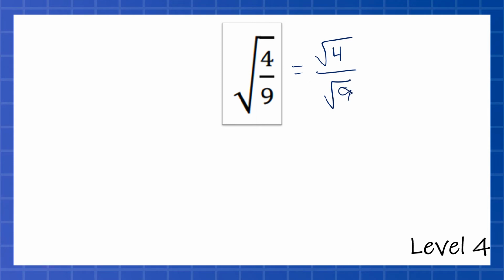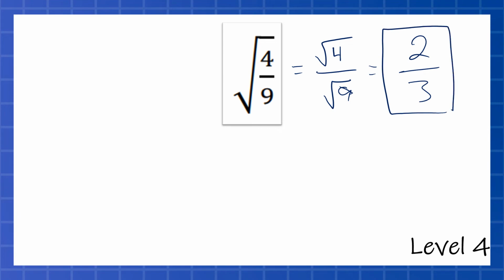If we ever have a fraction inside of a square root, we can split the square root into the top and bottom. And that allows us to simplify this a little bit more and give us 2/3, because the square root of 4 is 2 and the square root of 9 is 3.